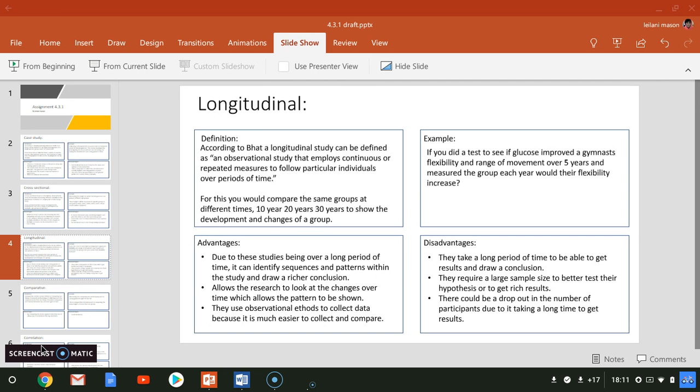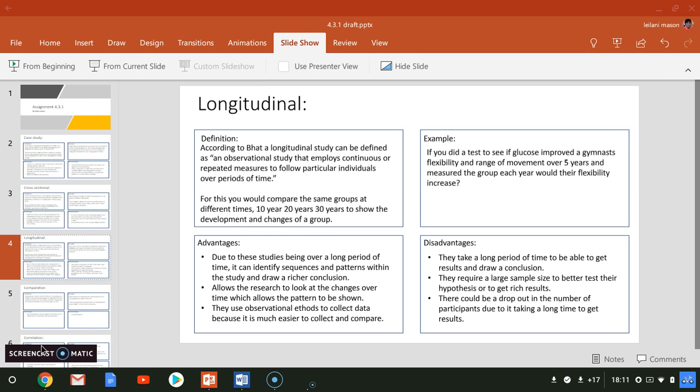The advantages of longitudinal case studies is that, due to the studies being over a long period of time, they can identify sequences and patterns within a study and draw a richer conclusion because it happens at the same time each year. It's easier to draw a conclusion. It also allows the researcher to look at changes over time, which allows a pattern to be shown. There are observational methods to collect data because it's much easier to collect and compare, because you can see the results a lot quicker.